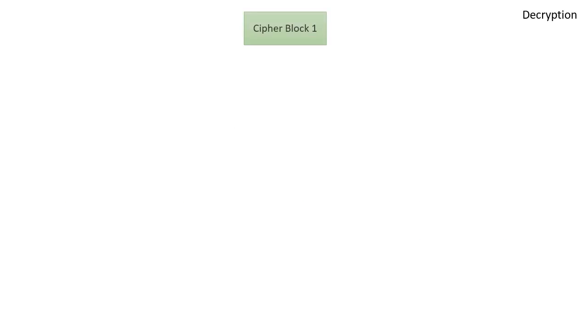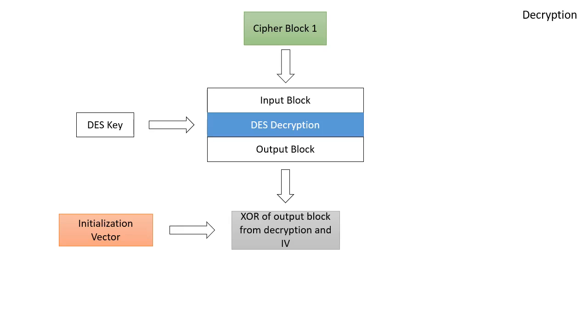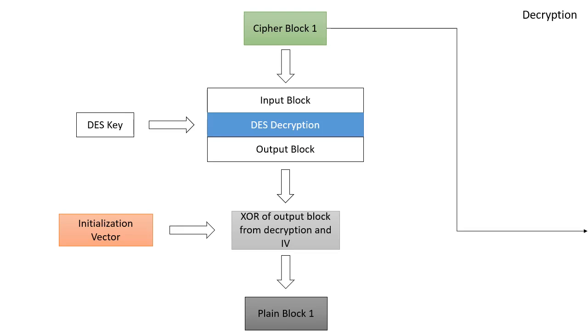The cipher block will first be decrypted using a 64-bit DES key. The output of decryption is then XORed with an initialization vector. Similar to the encryption example, IV is used because a previous block of text does not exist. The product of the resulting XOR will be our first plaintext block. A copy of the first cipher block will be used for the decryption of the following cipher block.